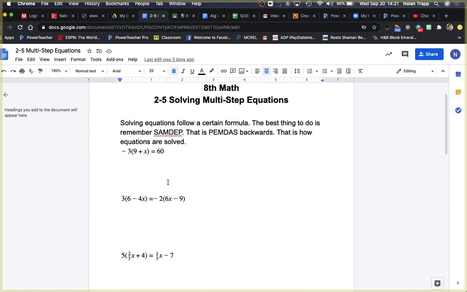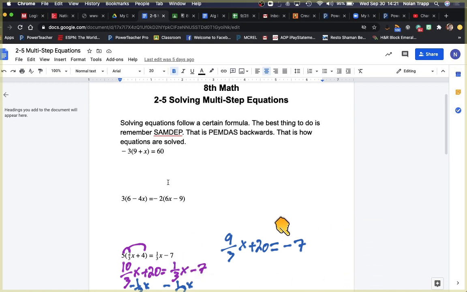Okay? I'm going to go ahead and do this last one here at the bottom of the page. So once again, we distribute. That gets me 10/3 x plus 20 equals 1/3 x minus 7. Then I do what we did on that last section. I'm going to move the x's so they're all on one side, which is what I did on the last problem. Once again, just like I said last time, I want to move the smaller one to the bigger side. So I get 9/3 x plus 20 equals, don't forget your sign right there. It's negative 7, which is why I have a negative 7.